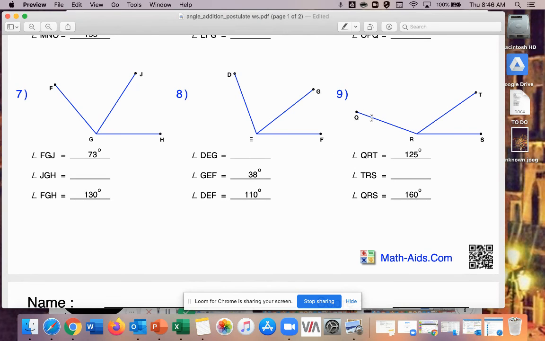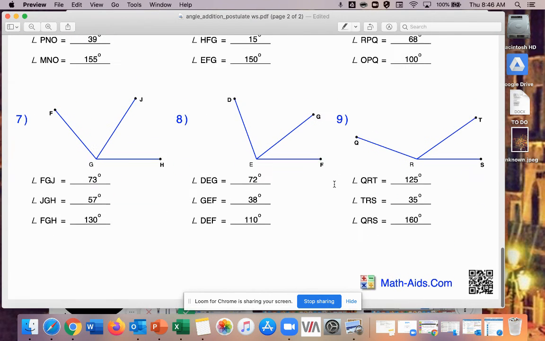And then for the last one, we're given QRT, this section, 125. We're trying to find TRS, the other section. We know the total comes out to 160. So we do the total, 160, minus this section, 125, and that should give us 35 degrees.